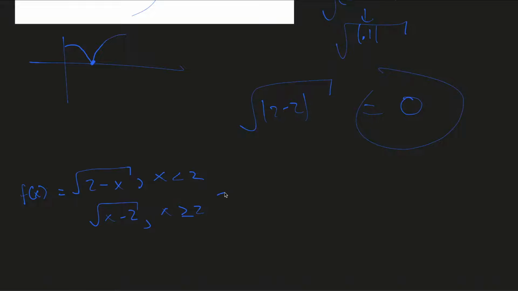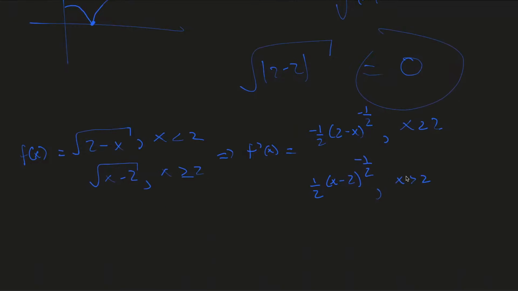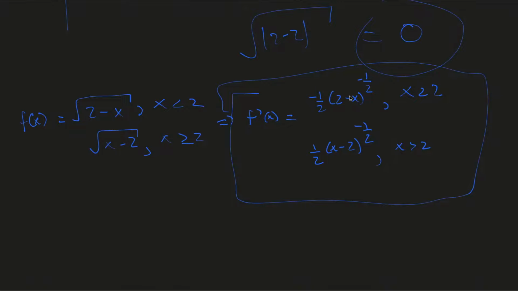Now, similarly, if we just went across and did f prime of x, that would equal negative 1/2 times (2 minus x) to the power of negative 1/2 for x's that are less than 2, and 1/2 times (x minus 2) to the power of negative 1/2 for x's that are greater than 2. Now, clearly, because this is our f prime of x function, at 2 the slopes clearly don't match, right?